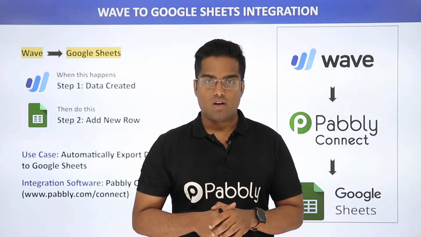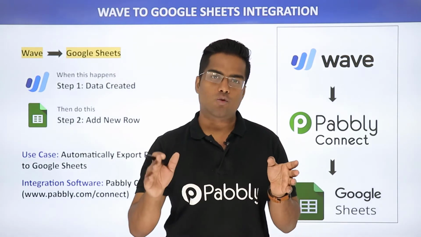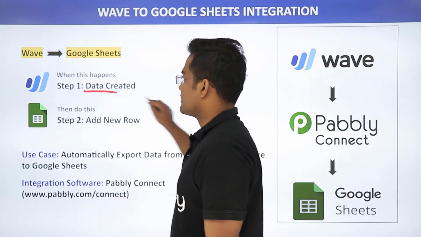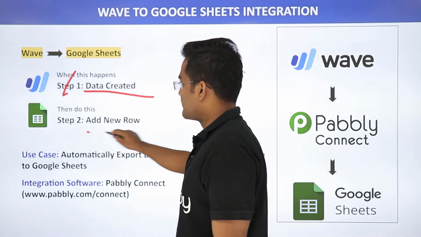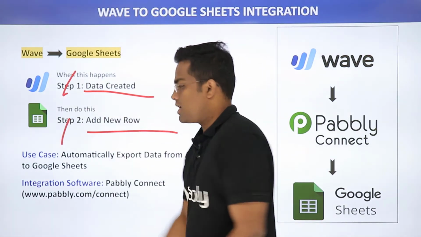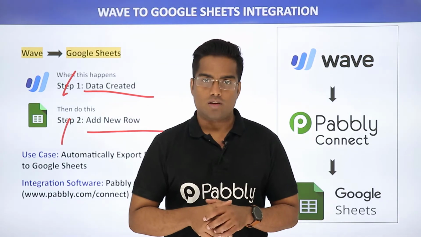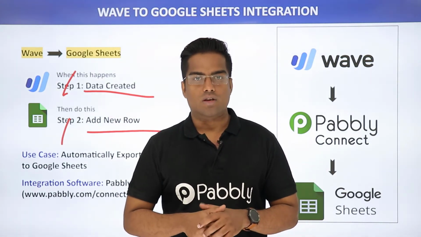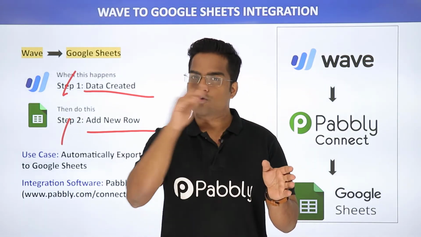So in this video we will learn how to integrate Wave and Google Sheets. Our use case is pretty simple. When a new data is created in Wave, it will automatically add a new row in Google Sheets. Now Wave is an awesome accounting software and Google Sheet is your favorite spreadsheet program. So what we are going to do is send the data from Wave to Google Sheets.